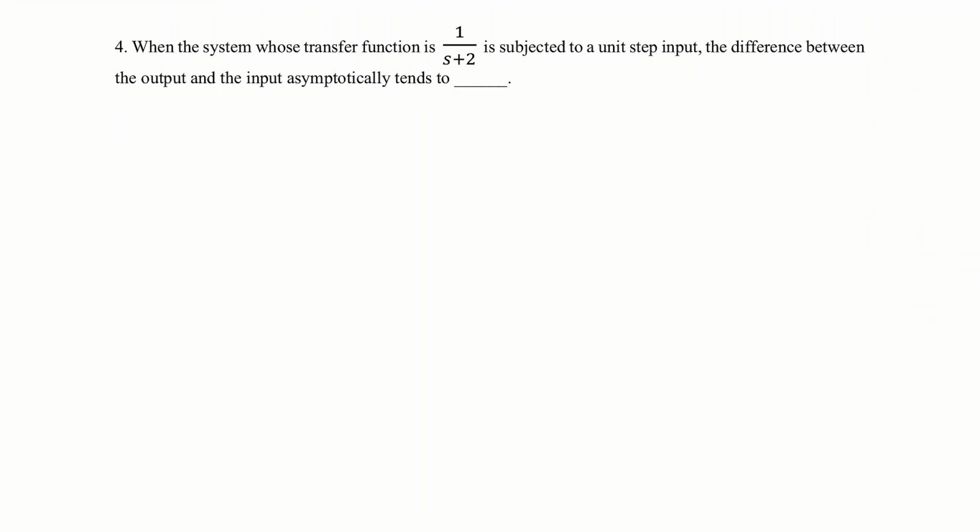Now coming to the fourth question: when the system whose transfer function is 1 over s plus 2 is subjected to a unit step input, the difference between the output and the input asymptotically tends to what? So we have been given a system whose transfer function G of S is 1 over s plus 2, with a unit step input. So the difference between the output and the input would be y of t minus u of t. Let's call that difference d of t.